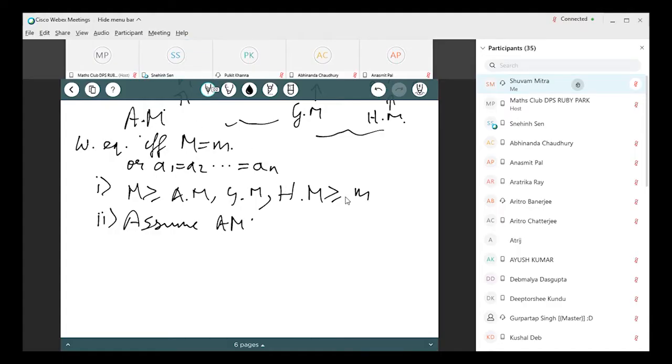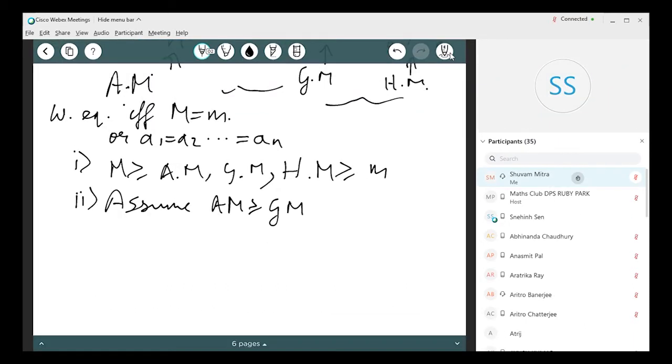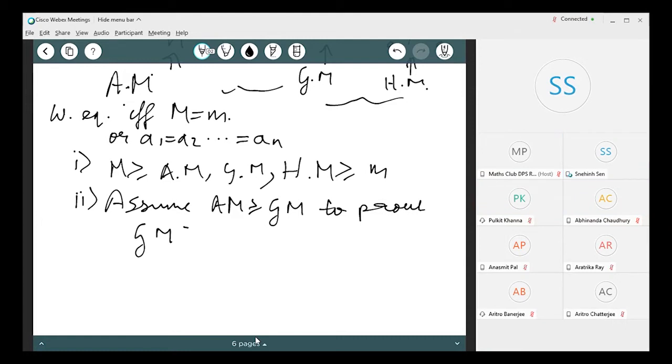AM is greater than or equal to GM, and GM is greater than or equal to HM. Dada, some of them did it using induction. Okay, so have you seen the proof of AM-GM using induction for n variables? I have not shown them.